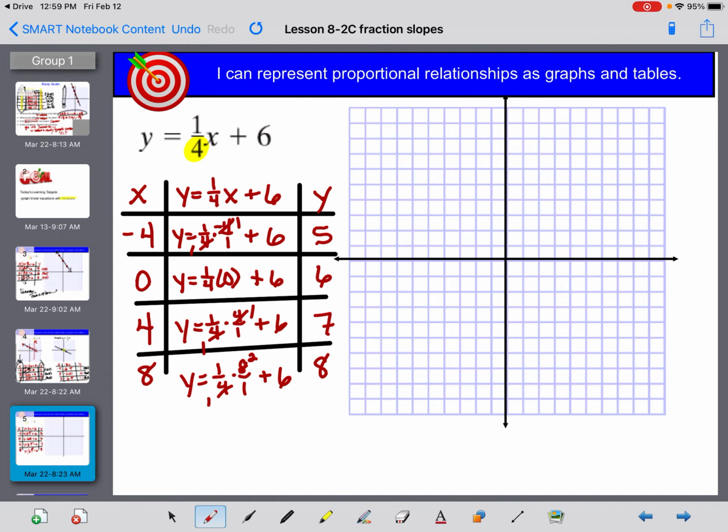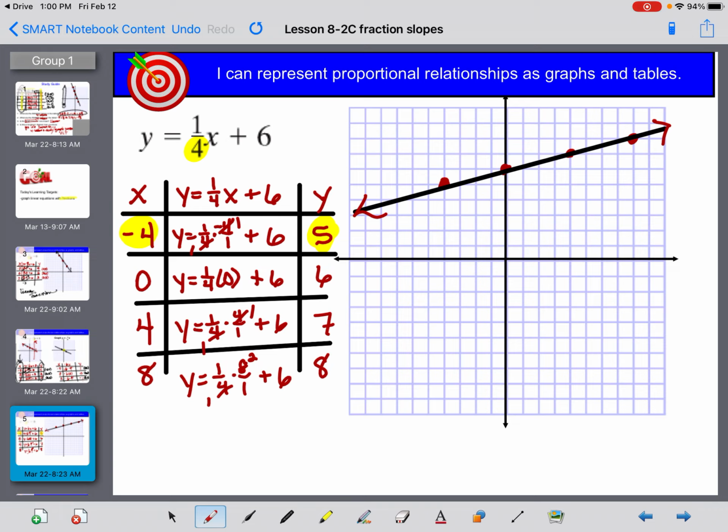Now let's graph. The first ordered pair is negative 4, 5. So back 4, up 5. Then 0, 6. Then 4, 7. Then 8, 8. And here's my line. Make sure to put an arrowhead on either side. And I've graphed the line.